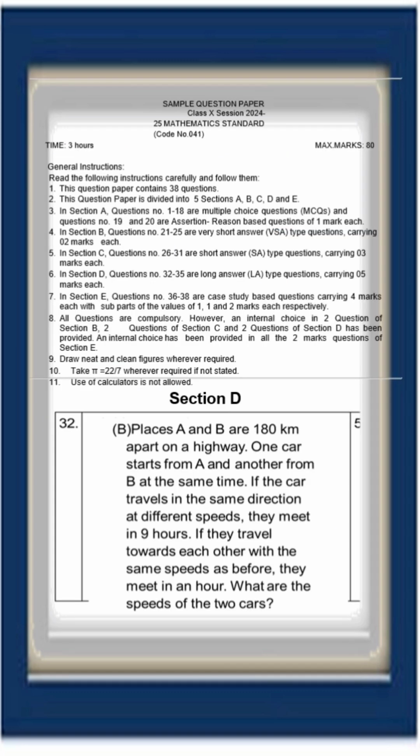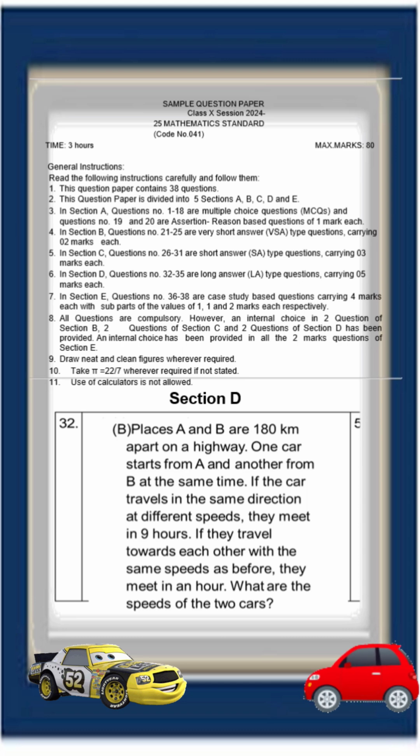Now let us move on to the B option. The question is: places A and B are 180 km apart on the highway. One car starts from A and another from B at the same time. If the cars travel in the same direction at different speeds, they meet in 9 hours. If they travel towards each other with the same speeds as before, they meet in an hour. What are the speeds of the two cars? The question carries 5 marks.